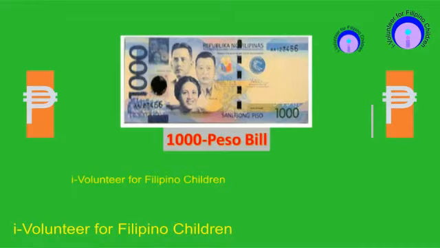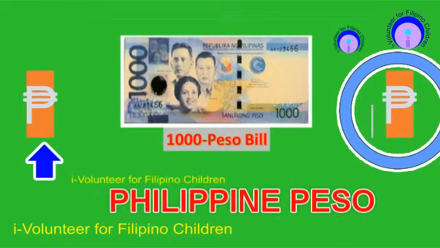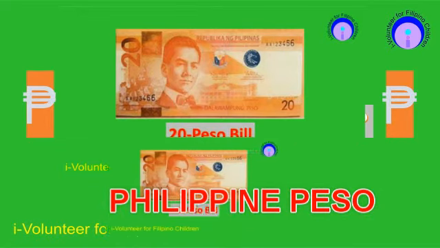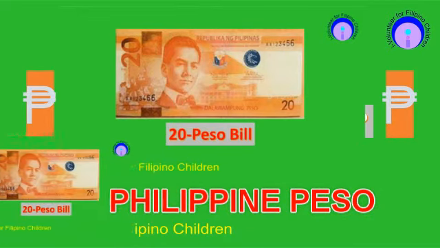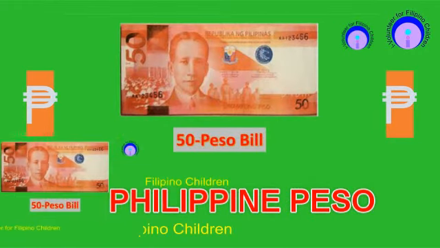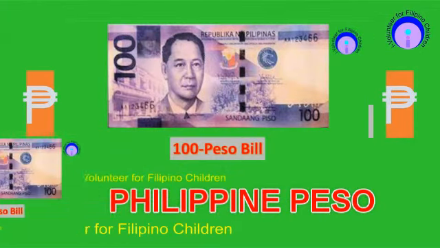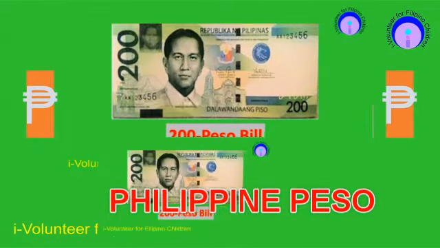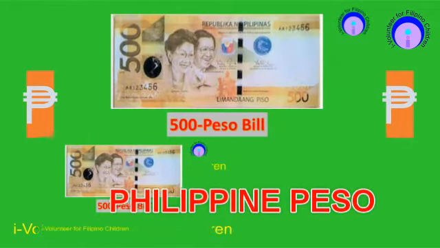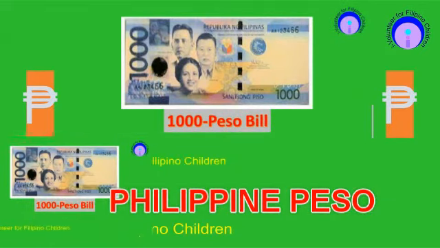The Philippine currency or the Philippine money uses this symbol to represent the Philippine peso. As of 2021, these are the following denominations of the Philippine currency. 20 peso bills, 50 peso bills, 100 peso bills, 200 peso bills, 500 peso bills, and lastly, 1,000 peso bills.